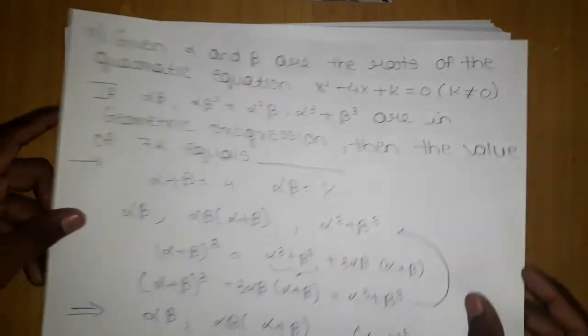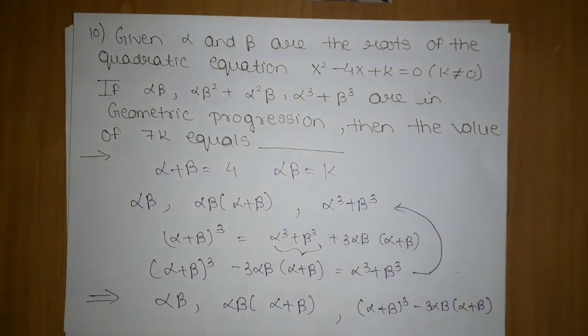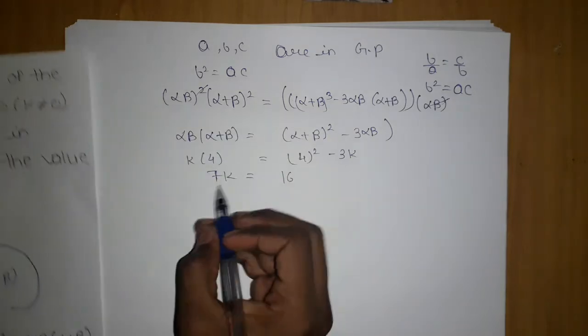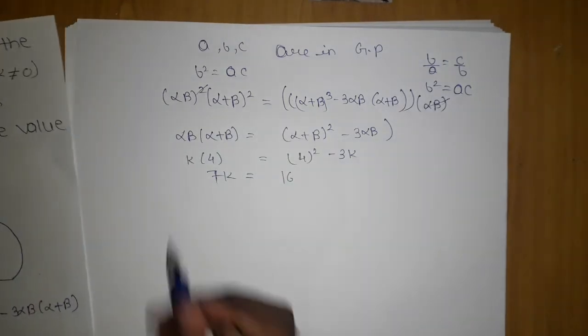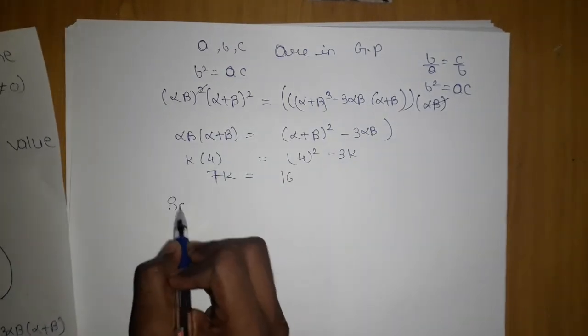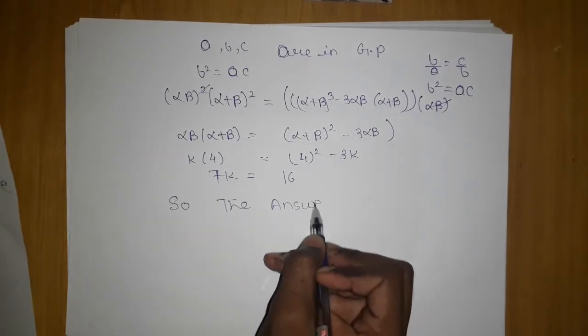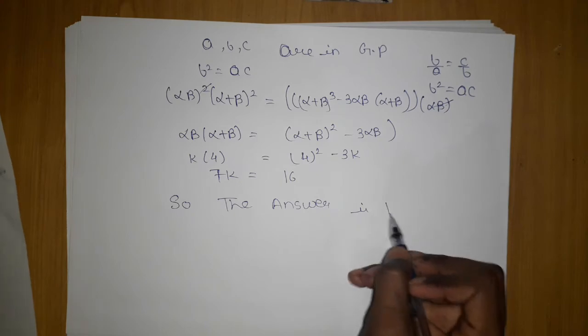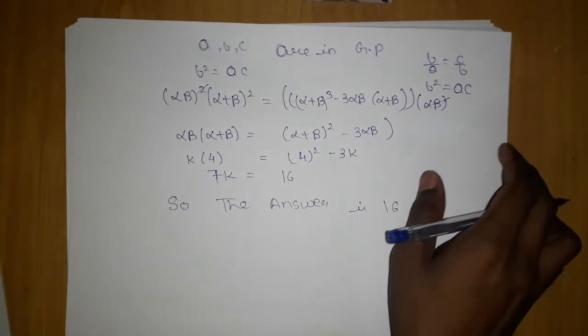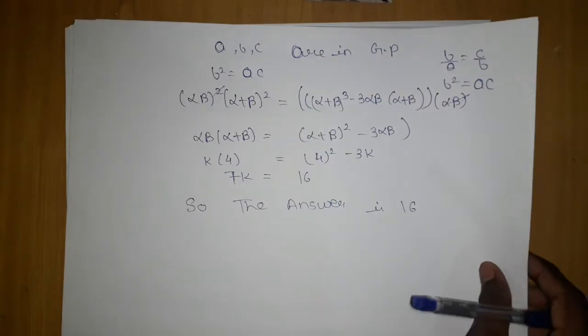But if you remember what we needed to find, we wanted to find the 7k value. Yes, we got the 7k value, which is this. We don't need to find the k value, we want the 7k value. So the answer is 16. This was nothing but a combination of sequence and series and quadratic equation question. It was a very easy question.